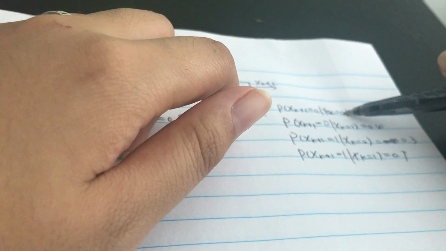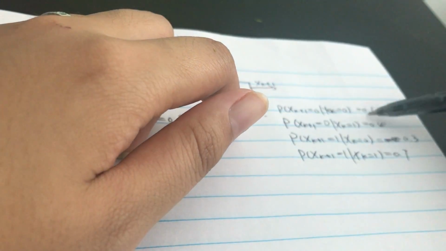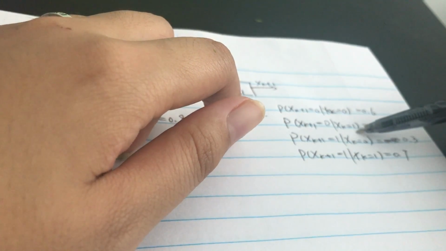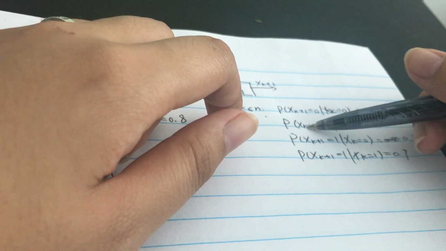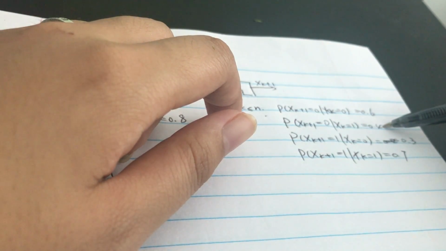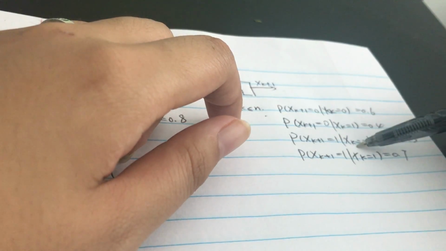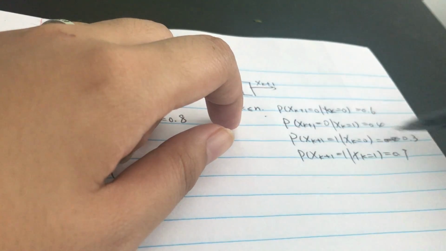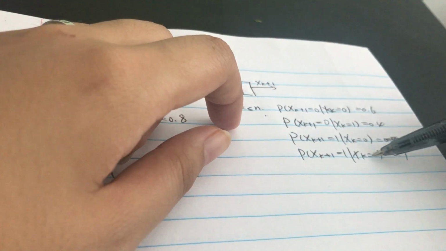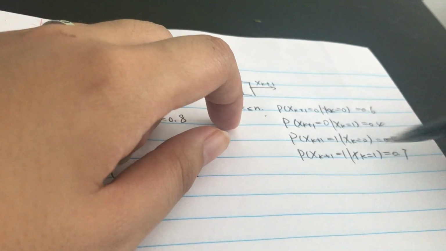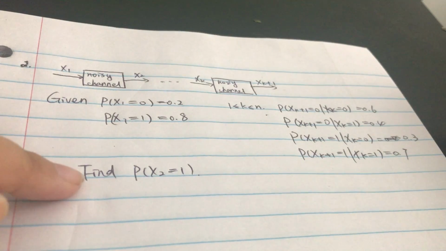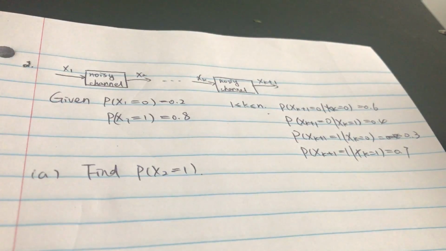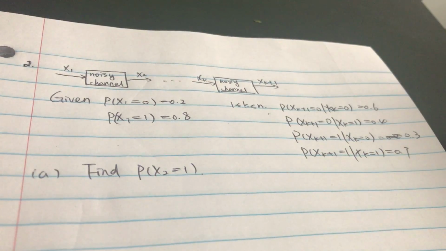If the input is 0 and the output is 0, the probability is 0.6. If the input is 1 and the output is 0, the probability is 0.4. If the input is 0 and the output is 1, the probability is 0.3. And if the input is 1 and the output is 1, the probability is 0.7. The first question: we want to find the probability that the output is 1.